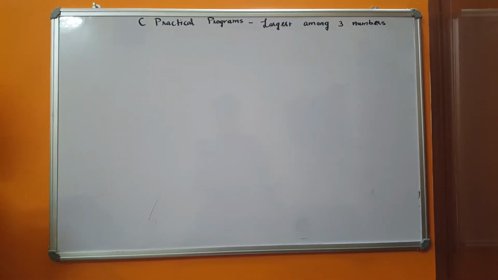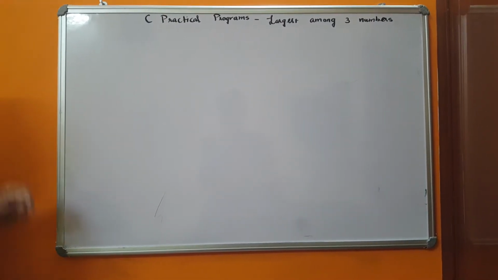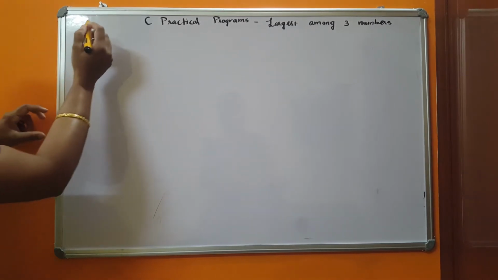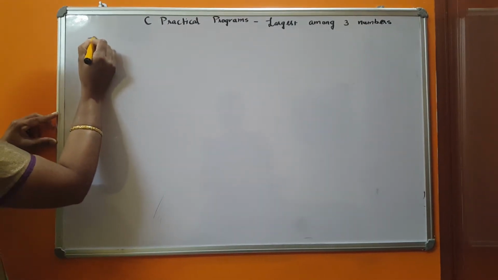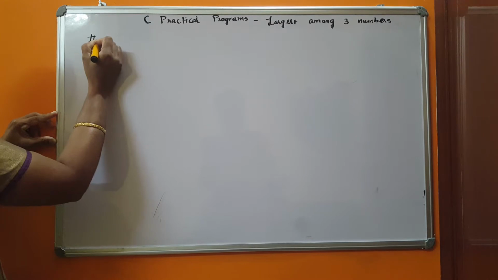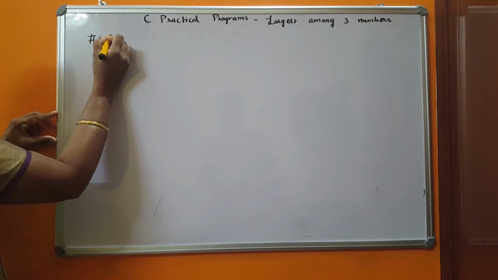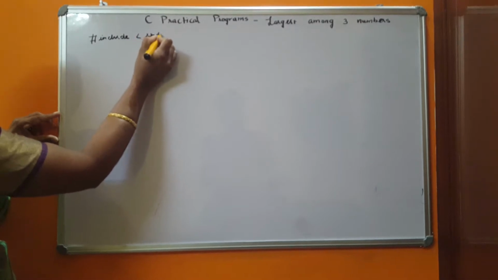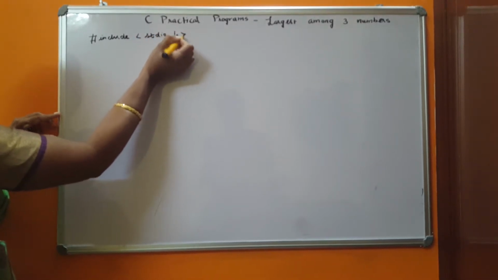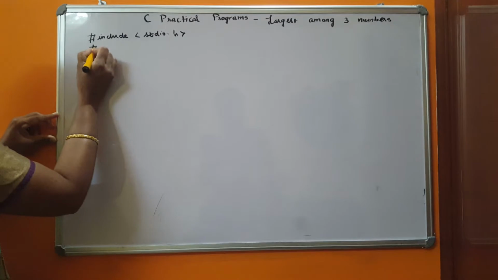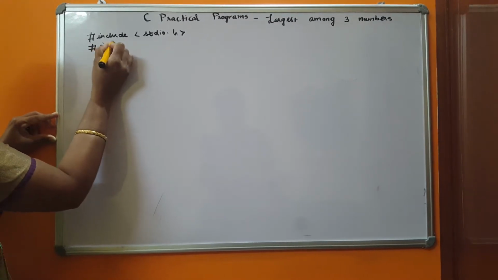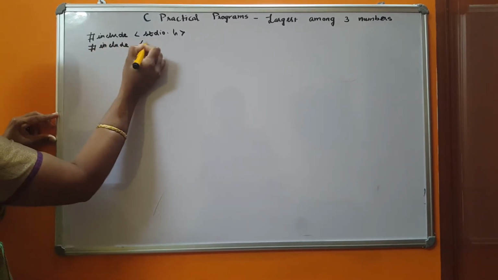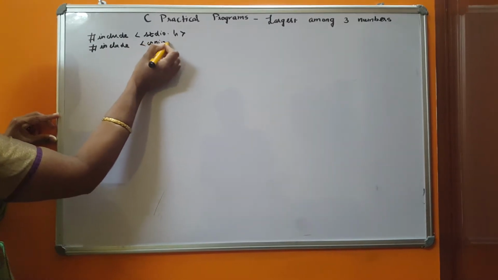Good morning. Now we see the largest among three numbers C program. In a C program, first we write the system library files. #include <stdio.h>. Next file is #include <conio.h>.